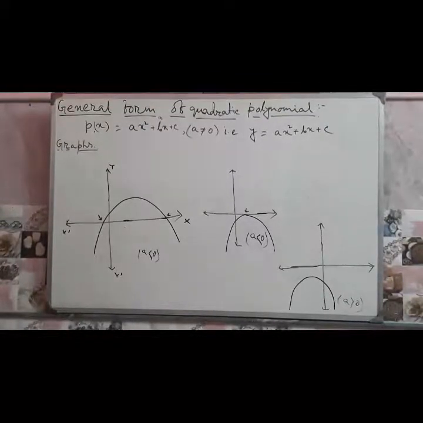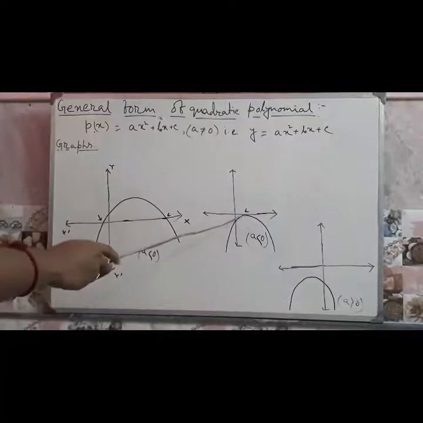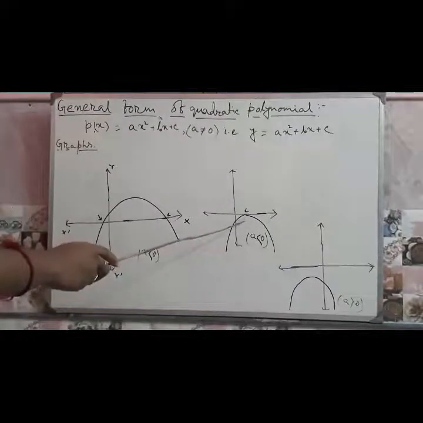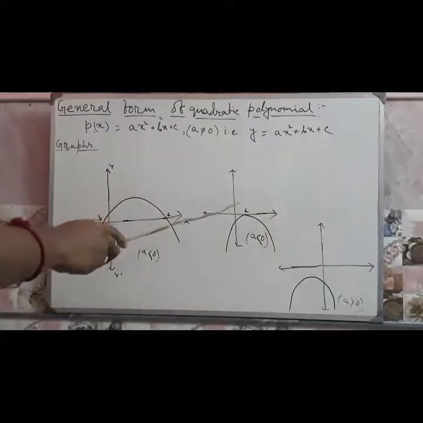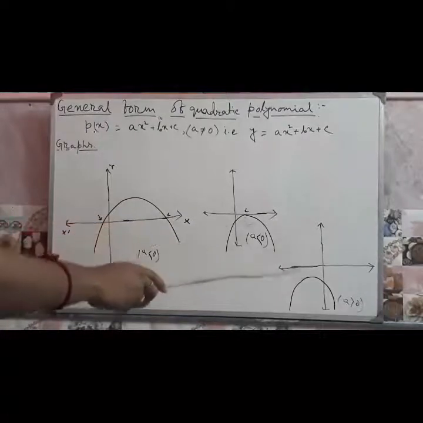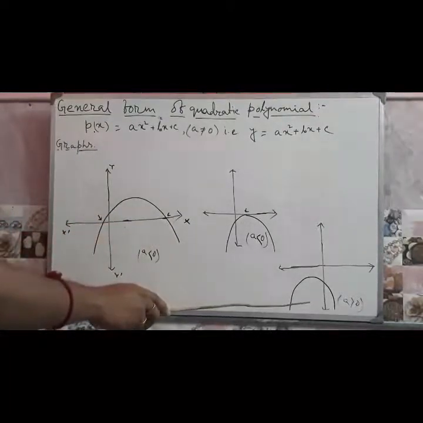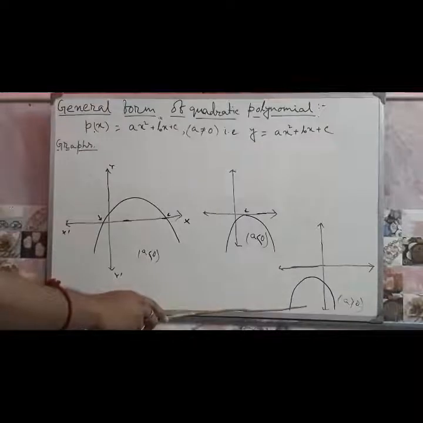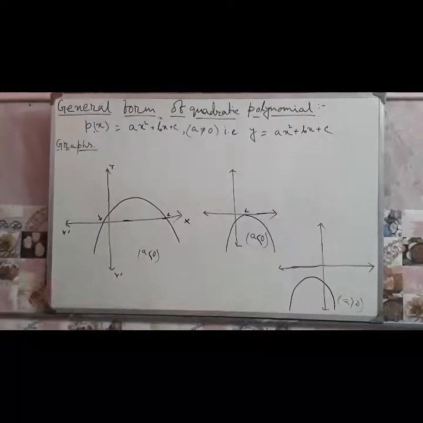And if a is less than 0, then the graph will be like this. In the first case you see there are 2 distinct real zeros. Okay. In the second case, these 2 zeros coincide with each other, that is 2 zeros but only one value. And here there exists no such real zero.